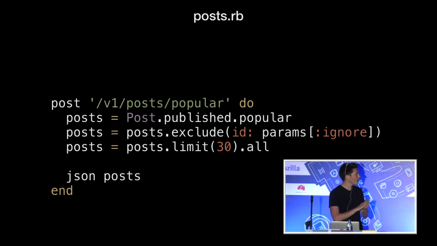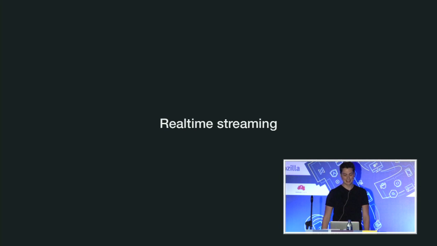So this is what the Ruby code looks like. You find the popular posts, you exclude any which have an ID in the array that's passed in, and then you return them. You limit it by 30, and you return the next page. It works great. That's the solution to that problem.